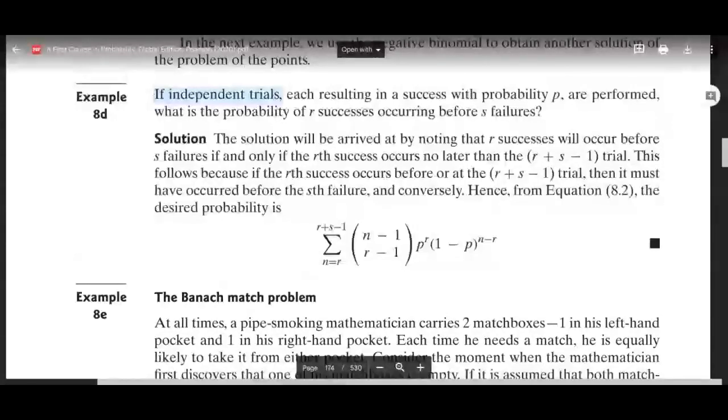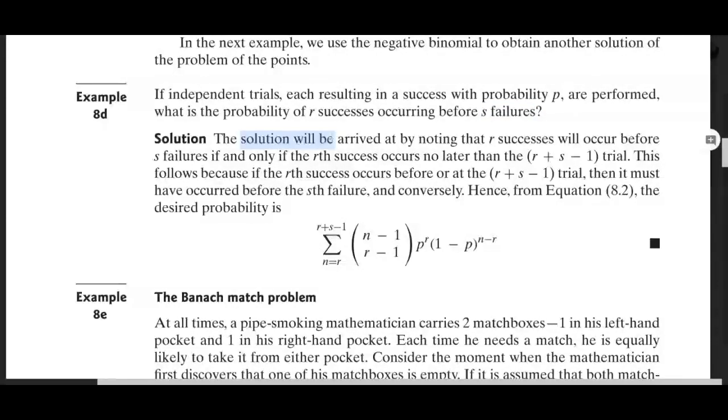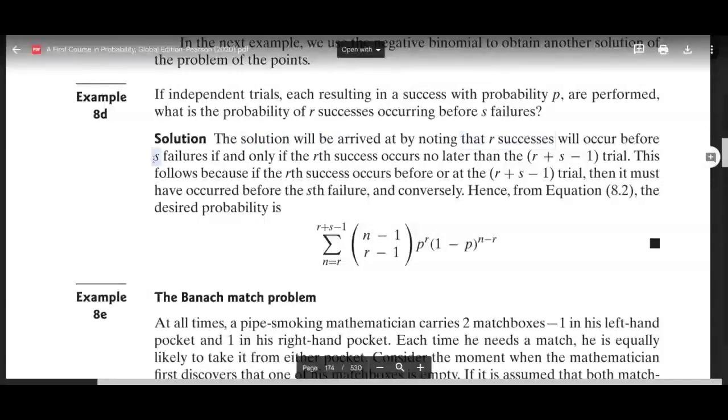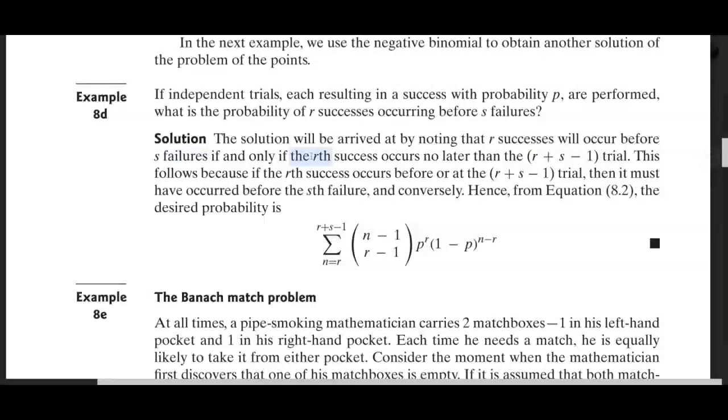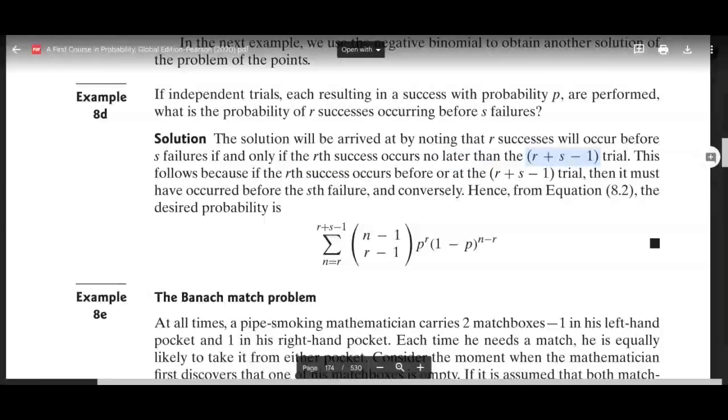If independent trials each result in a success with probability p are performed, what is the probability of r successes occurring before s failures? The solution will be arrived at by noting that r successes will occur before s failures if and only if r successes occur no later than r plus s minus 1 trials. Why minus 1? Because the nth one, the last one, is a success.